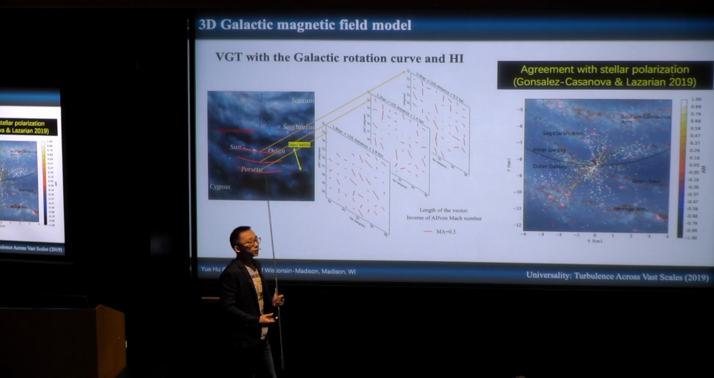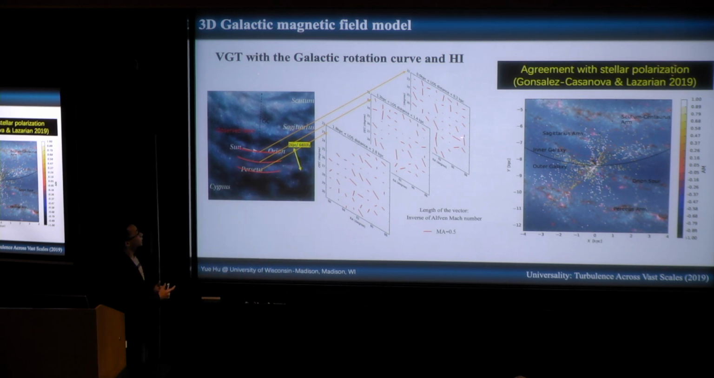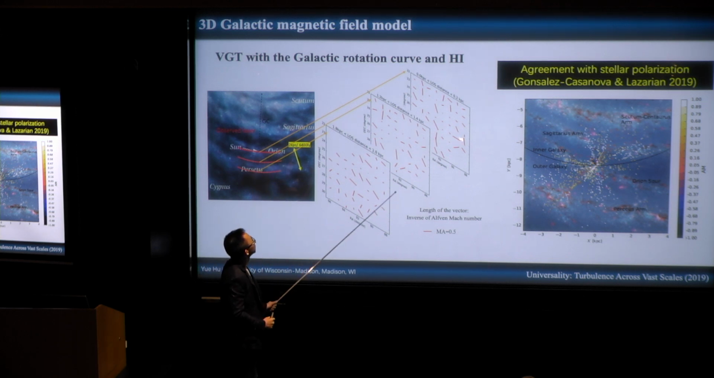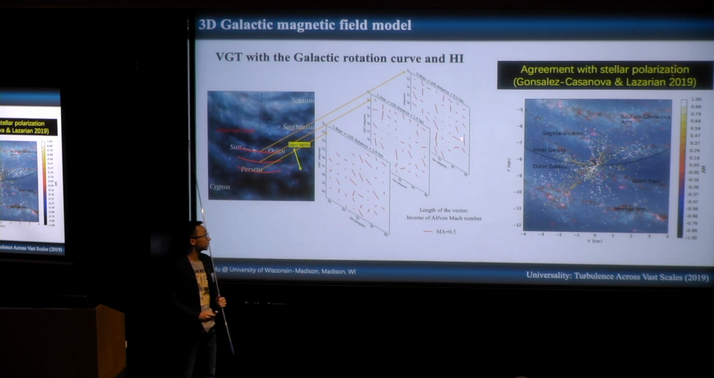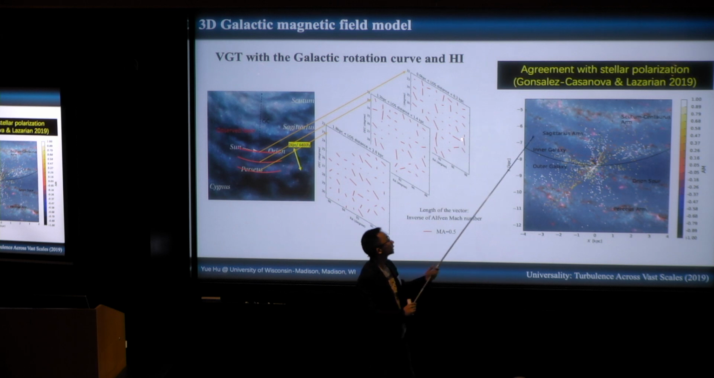And in addition to the two-dimensional magnetic field tracing, we can also go further and construct the three-dimensional magnetic field model from velocity gradients. With the assistance of the galactic rotation curve, we can reverse the spatial coordinates of the HI PPV cube in our galaxy. And the application of VGT in those PPV cubes will tell us the three-dimensional distribution of magnetic field in our galaxy. And here we also compare our result with the stellar polarization.